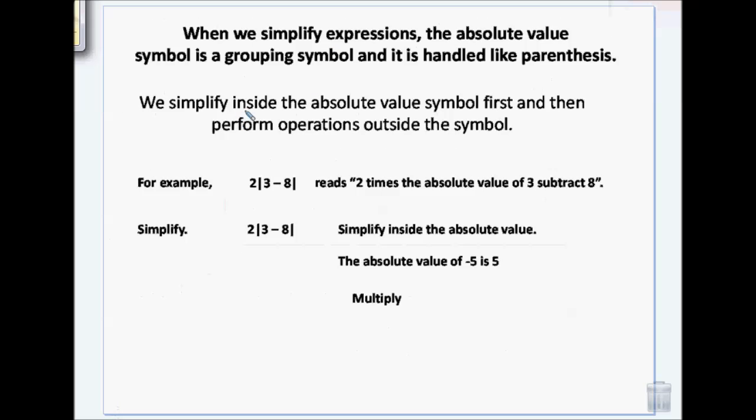So to simplify expressions with absolute value is kind of like parentheses, so you need to do what's inside the absolute value first. So what we do is we do 3 minus 8, that's negative 5. Then you take the absolute value of the number, and since it's always positive, it'll be positive 5. And then you multiply. 2 times 5 is 10.